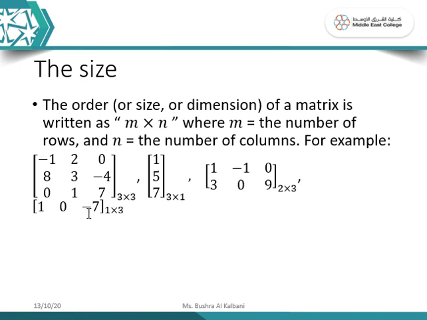Now, the size of a matrix. How will we find the size of a matrix? First we count how many rows we have: 1, 2, 3. That means it is 3 by 3. How many columns? 3. So M is the number of rows and N is the number of columns. For example here, how many rows and columns do we have? We have 2 rows and 3 columns.